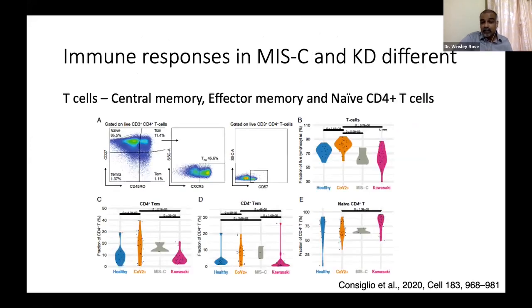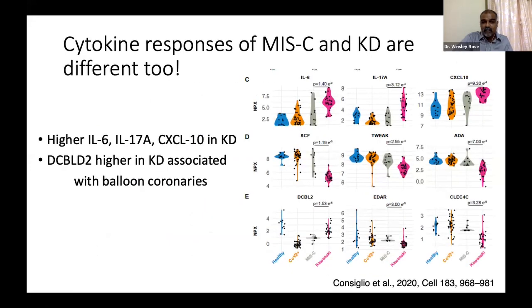Similarly, even though MIS-C and Kawasaki disease seem similar, the immune responses between MIS-C and KD are also different. This is just a violin graph, and you can look at the graph and make out that there is a difference in the T cell responses in MIS-C and Kawasaki disease, whether it be memory T cells, effector memory T cells, or naive CD4 T cells. So even though they look similar, there is a difference in T cell mediated responses.